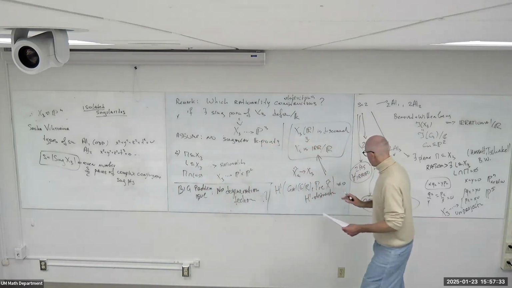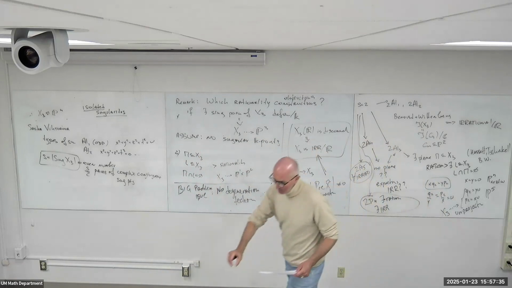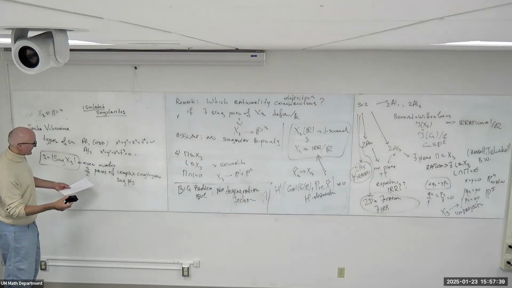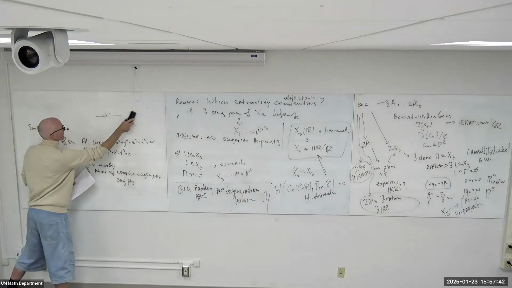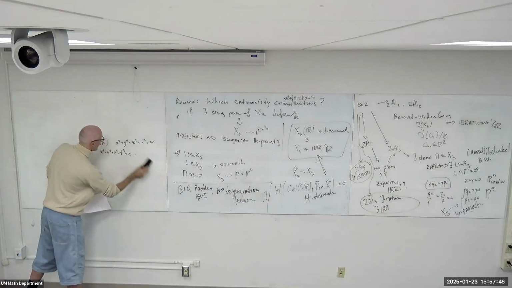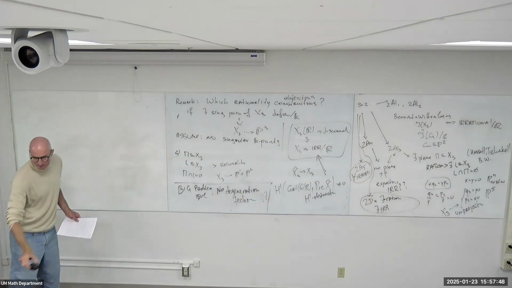Okay, so we have only an even number of singular points. So the next case is 4, and then 6 and 8 and 10. So maybe let me mention 10 first.